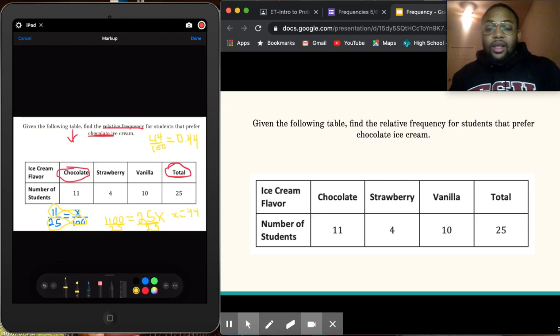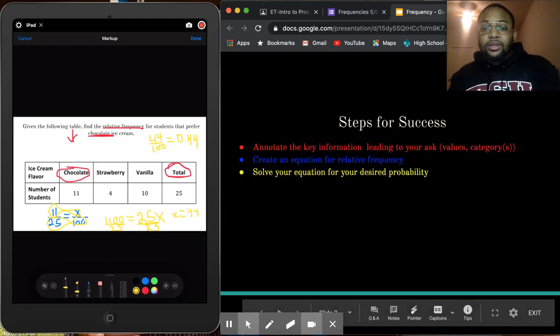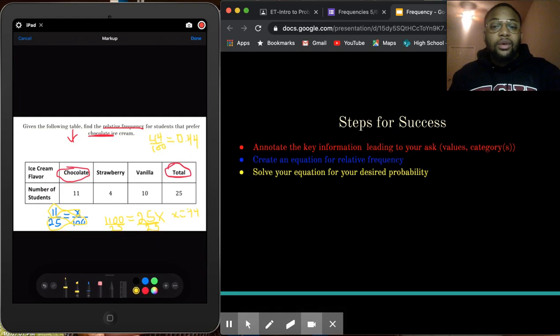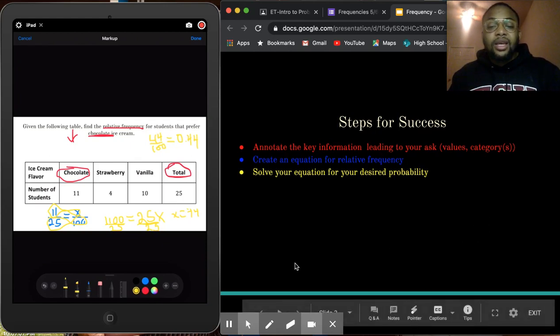Just for reference, I'll go back to our steps: annotate for key information. We want to create an equation for our relative frequency. And last but not least, we want to solve the equation for our desired proportion, not probability. All right, now you take a second to try the next problem.